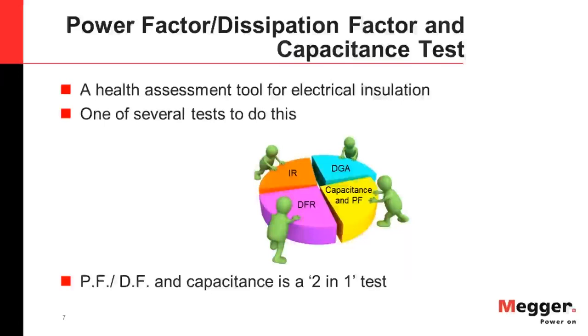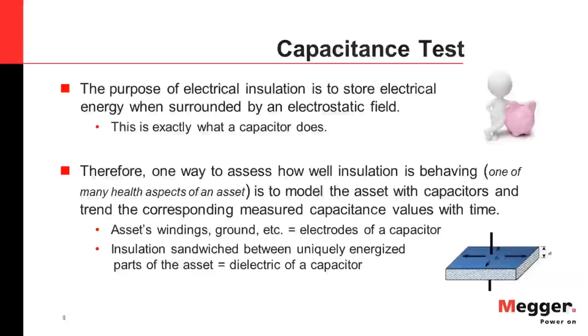The purpose of electrical insulation is to store electrical energy when surrounded by an electrostatic field. And this is exactly what a capacitor does. So one way to assess how well insulation is behaving is to model the asset with capacitors and then trend the corresponding measured capacitance values with time. So an asset such as a transformer's windings, its grounded tank and core, etc., become the electrodes of a capacitor, while the insulation sandwiched between these uniquely energized parts of the asset or the transformer are equivalent to the dielectric of a capacitor.